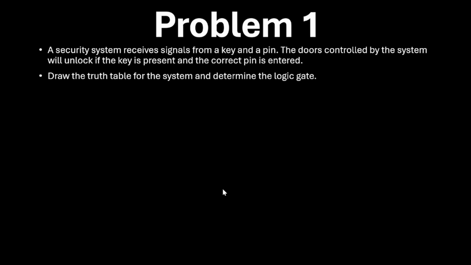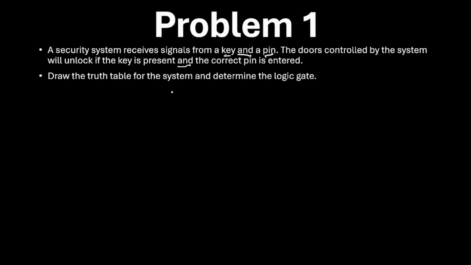Number 1, a security system receives signals from a key and a pin. All right, so there's a pretty good giveaway right there. And we have two inputs right now, a key and a pin. The door controlled by the system will unlock if the key is present and the correct pin is entered. Draw the truth table for the system and determine the logic gate.